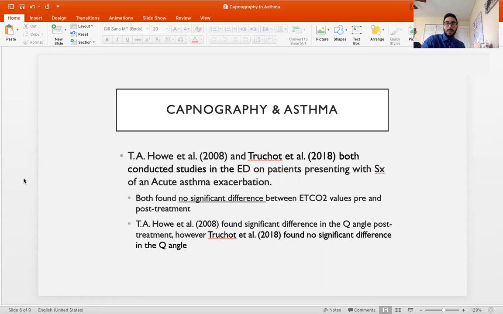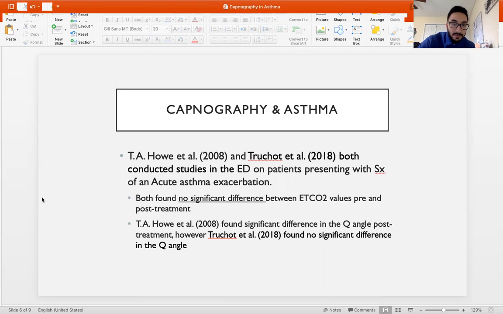Now, the capnography measurements were actually a bit different in the two cases, which I think explains this discrepancy. Ho et al. did capnography when the patient was cleared for discharge. So they've been treated, they're ready to go home. Truchat et al. did capnography at time 0 and time 60 minutes. So that's probably the discrepancy in the Q angle that both of these studies showed.